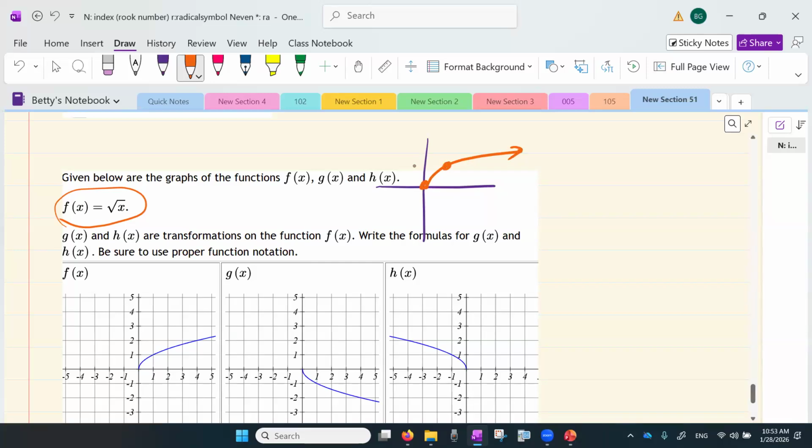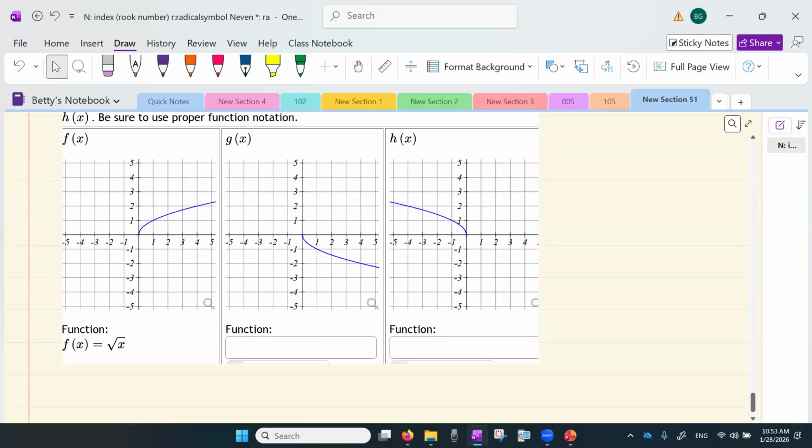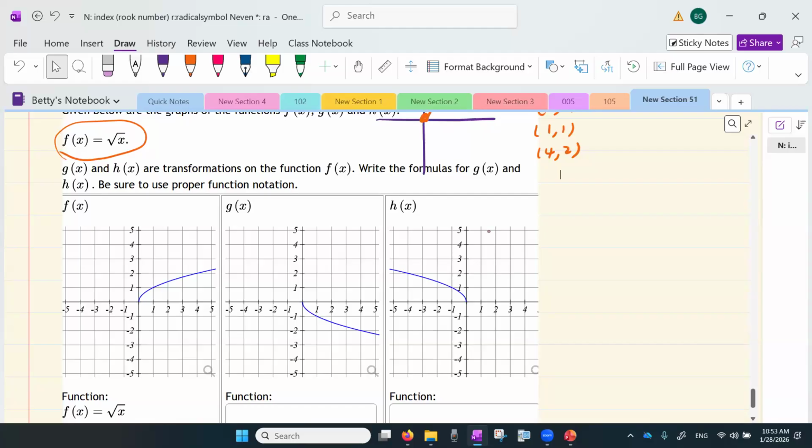It passes through (0, 0), (1, 1), (4, 2), right? And this problem asks us to... this is the mother function. It's given (0, 0), (1, 1), (4, 2). And this one asks us to write g and h as transformations of the parent function f. And this one is obviously passing through (0, 0).